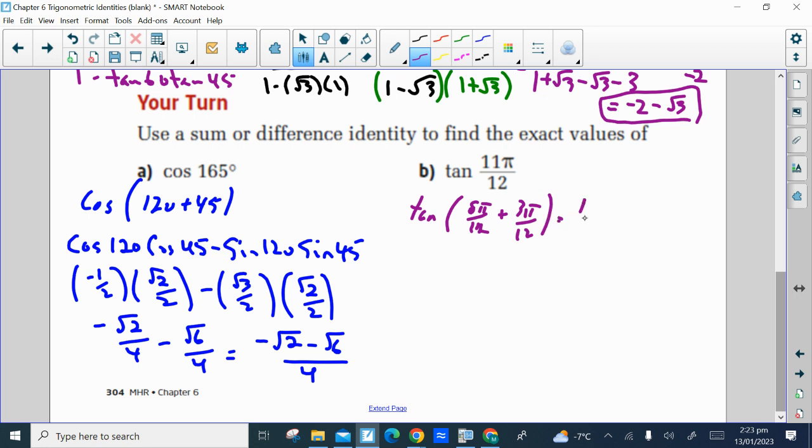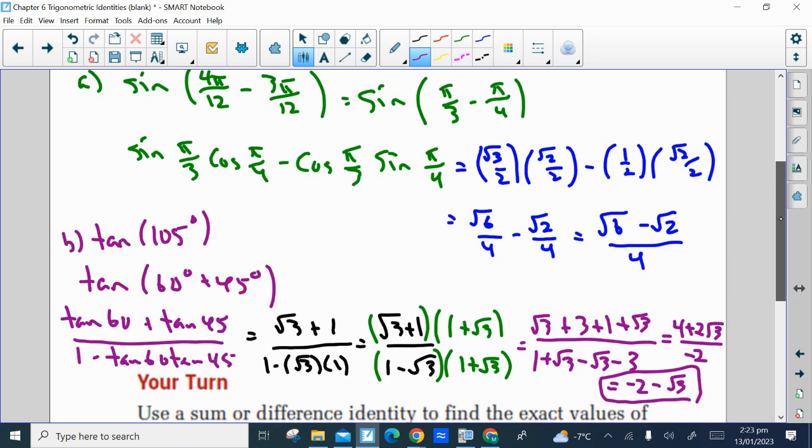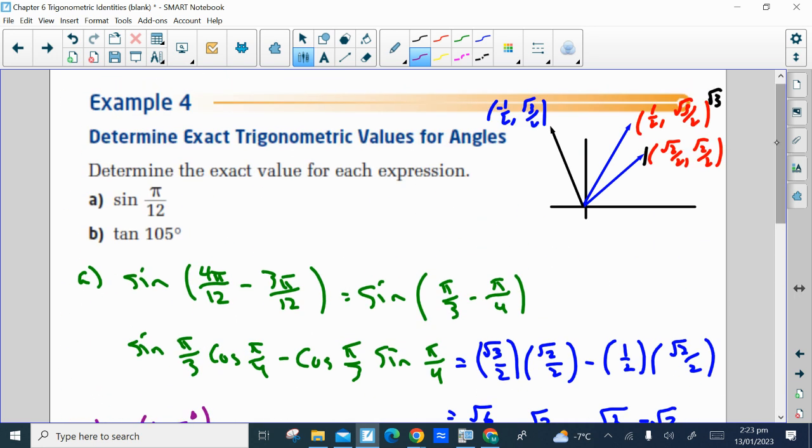Because when you reduce those, 8 pi on 12, divide top and bottom by 4, you'll get 2 pi on 3. That's on the unit circle. 3 pi on 12, divide top and bottom by 3, you'll get pi on 4. That's on the unit circle. 2 pi on 3 is the same as 120 degrees. That's this part up here, where the tangent is negative root 3.